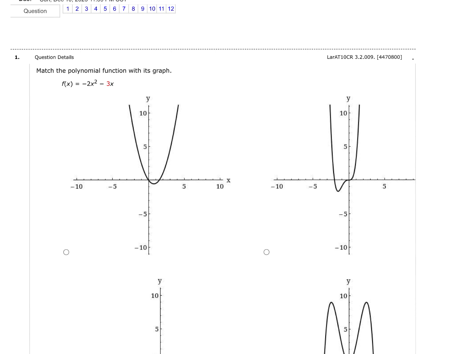Welcome back. This video is to help you through homework 3-2. So in your notes, hopefully you wrote down all the different types of end behavior that you can have for a graph. That does make this quite a bit easier to solve.